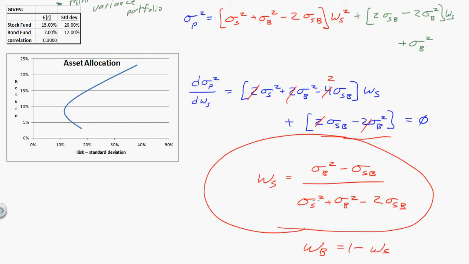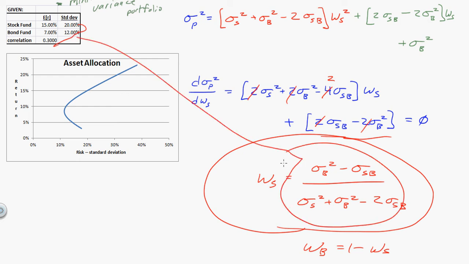So if I take the numbers from here and plug them into this equation, it gives me a percentage to put in stocks. 1 minus that, put that percentage in bonds, and that's the least risk I can possibly take.